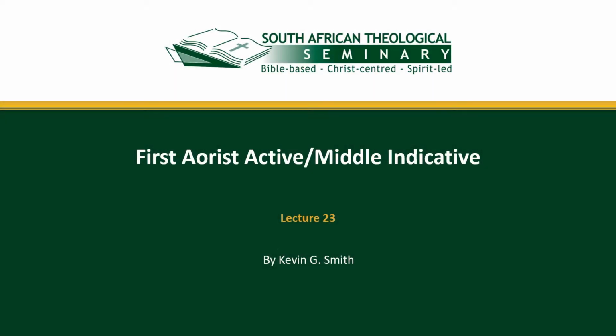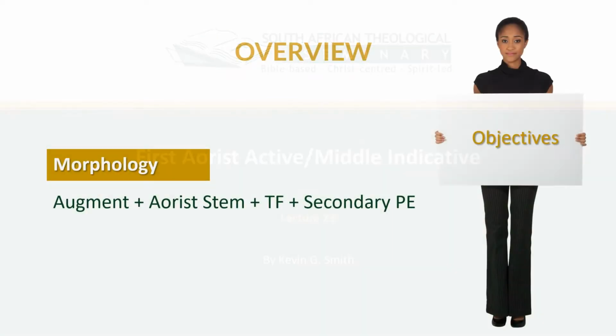Welcome to Lecture 23, covering the first aorist active and middle indicative verbs. Since you have already covered the meaning of the aorist tense, there is no difference between the first and second aorist with respect to meaning. The differences are only in how they form the aorist. Therefore, this lecture is dedicated entirely to the formation of the first aorist active and middle indicative.